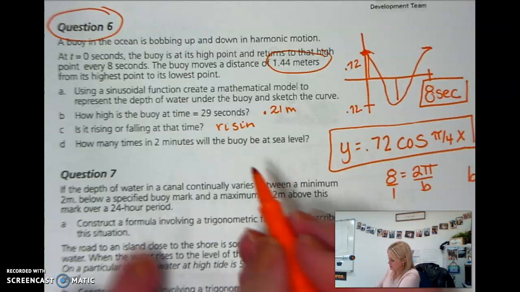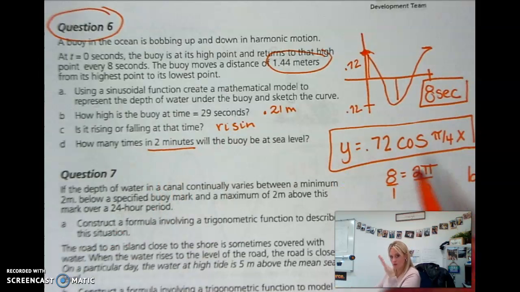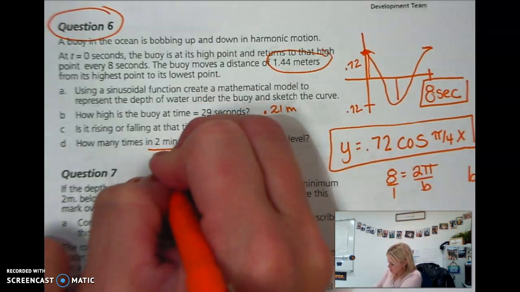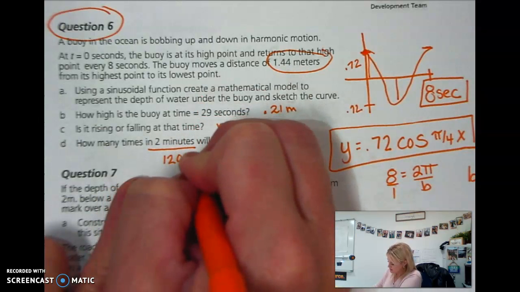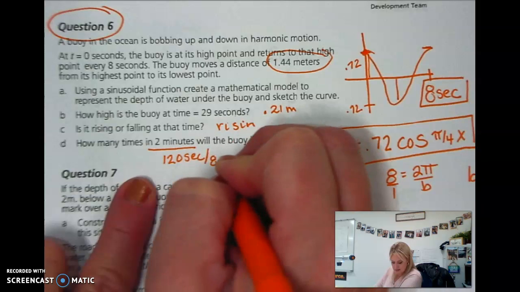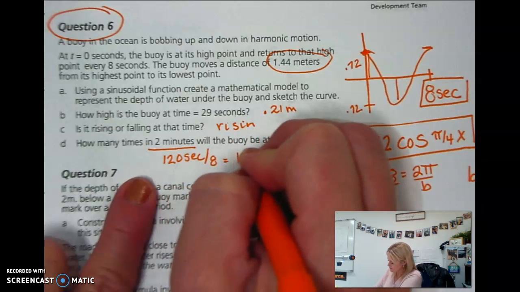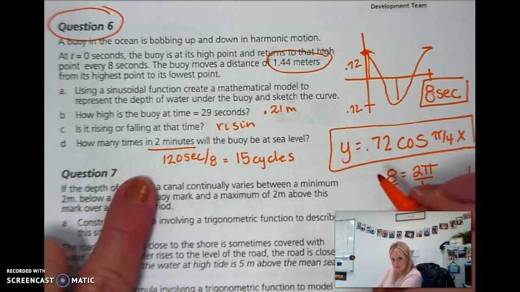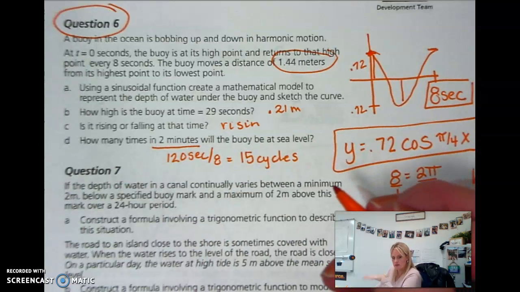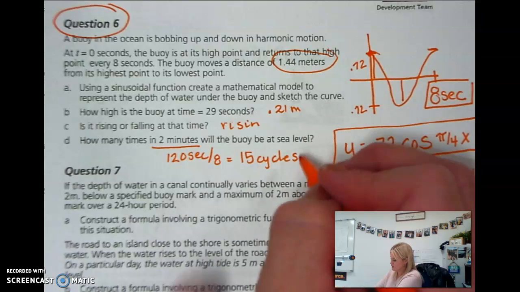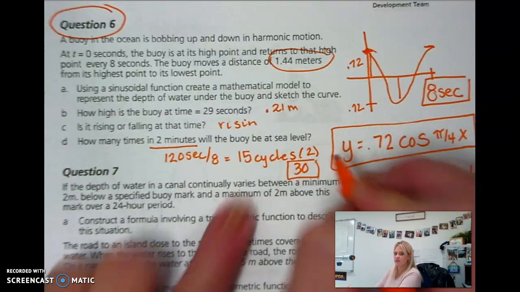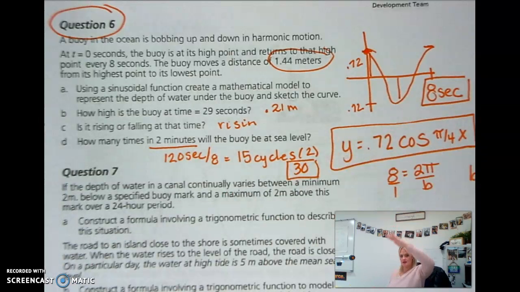And if you're trying to figure out how many times it will go back and forth after 2 minutes, 2 minutes is the same as 120 seconds divided by 8 seconds for every cycle. There are 15 cycles in that time. Okay? It does bounce back and forth every time twice, so technically speaking, it will hit sea level 30 times because it comes back and forth through the up and down.